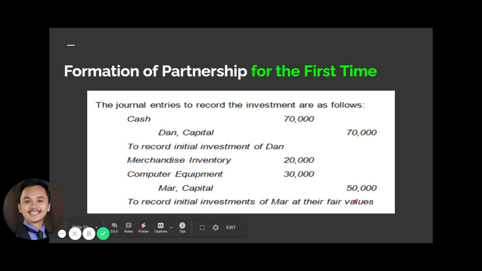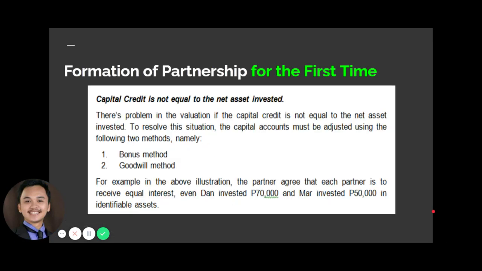So again, it's a basic understanding, basic knowledge that if you will be recording investments with non-cash assets, these non-cash assets will be valued at fair value. Sorry, it will be recorded or valued at fair value on the date of investment. That should be very clear.